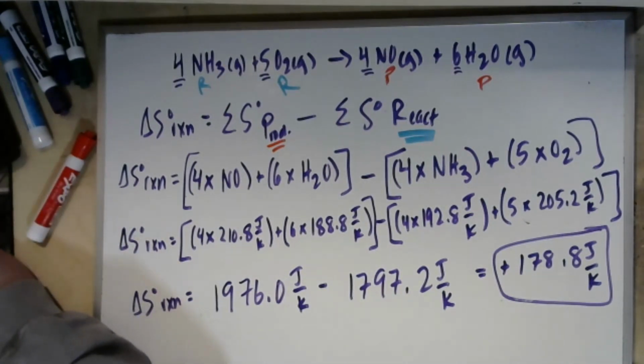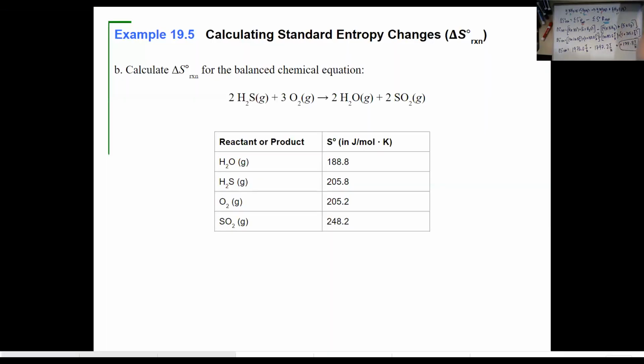All right, let's try another example. We can do a little spoiler. When you look at this reaction, you see that we have 5 moles of gas on the reactant side and we have 4 moles of gas on the product side. So you would think that when we finish this calculation out, we're probably going to end up with a negative delta S value.